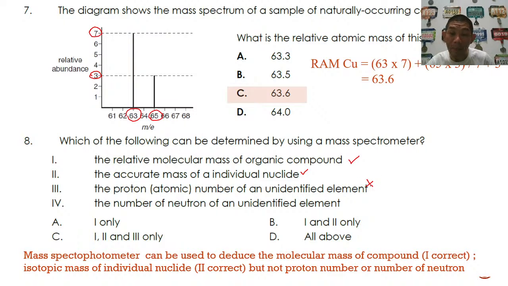You can only detect the mass, which is the mass number, the number of protons plus neutrons. And last but not least, the number of neutrons of an identified element you also cannot get. So in here, the best selections are only 1 and 2. Therefore, our best answer in here is B. So that is how we solve question number 8.